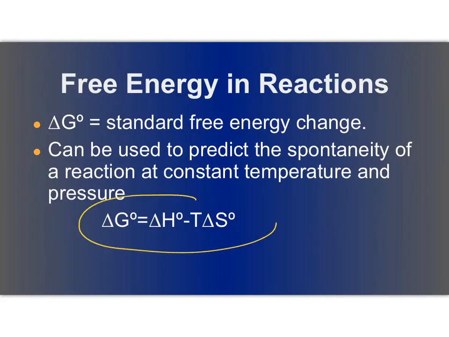So this equation is what I call the mama of the thermodynamic section. Basically, it says the change in free energy is equal to the change in enthalpy minus the temperature times the change in entropy. Notice that all of the thermodynamic functions are taken at their standard conditions. When we calculate delta G using this equation, we will be able to predict the spontaneity of a reaction at constant temperature and pressure. This equation is also on your reference sheet.